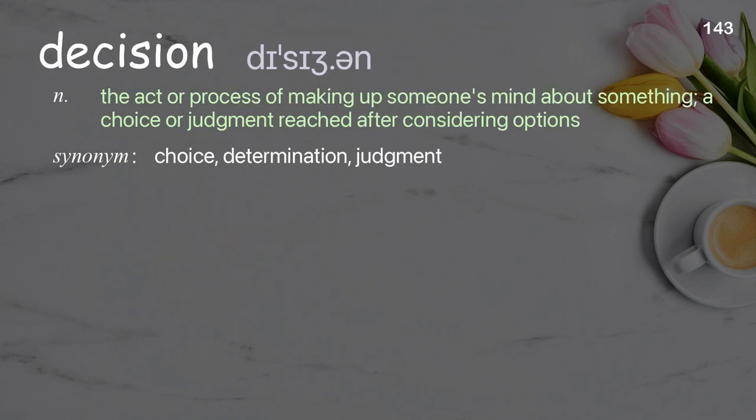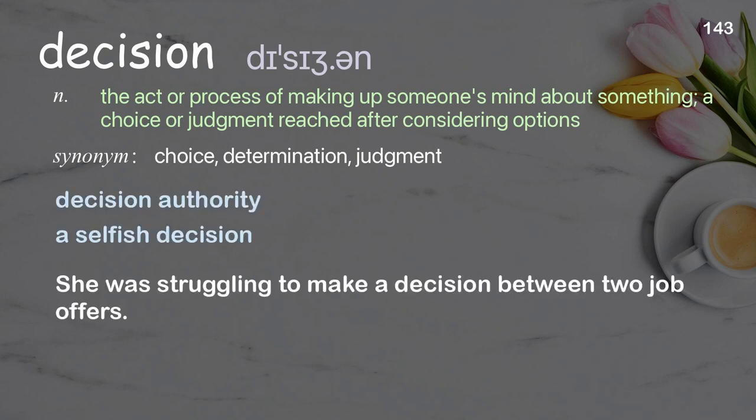Decision. The act or process of making up someone's mind about something; a choice or judgment reached after considering options. Examples. Decision authority. A selfish decision. She was struggling to make a decision between two job offers.